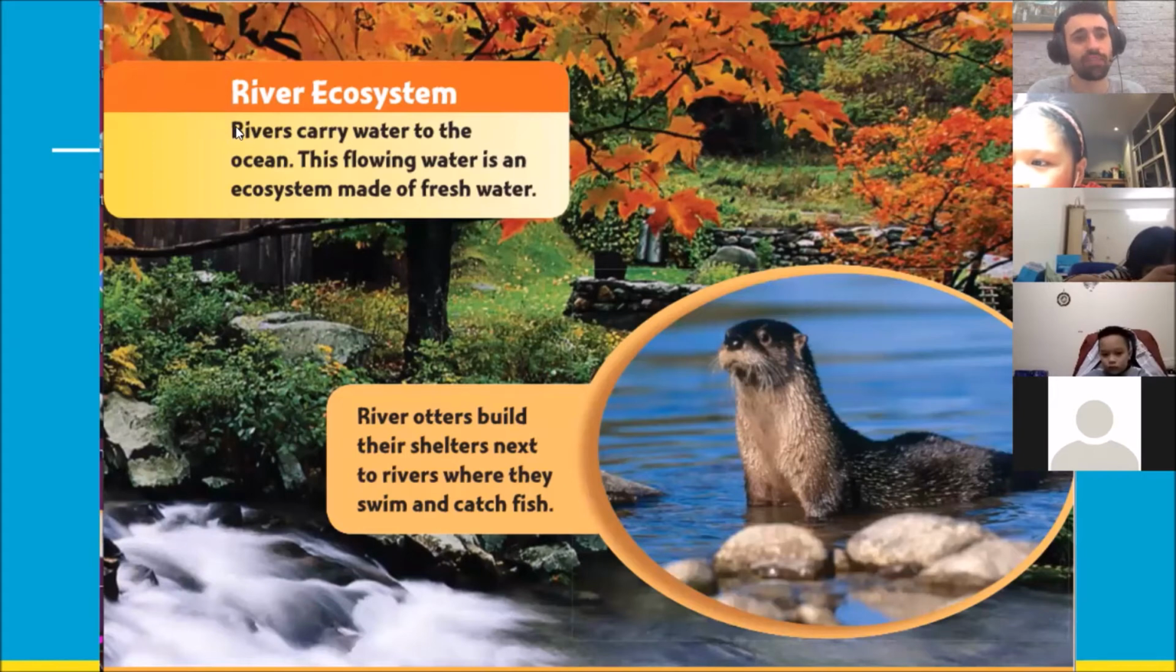So let's say we have a forest. That forest is an ecosystem. The river inside of the forest can also be its own ecosystem as well. And they are connected in certain ways. In the big picture, there are tons and tons of ecosystems, and they all affect each other. River otters build their shelters next to rivers where they swim and catch fish. So this otter visits the ecosystem or habitat to catch fish.